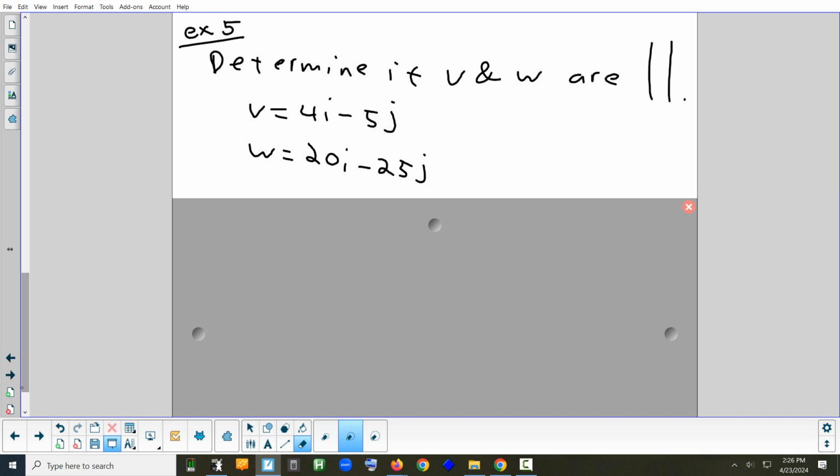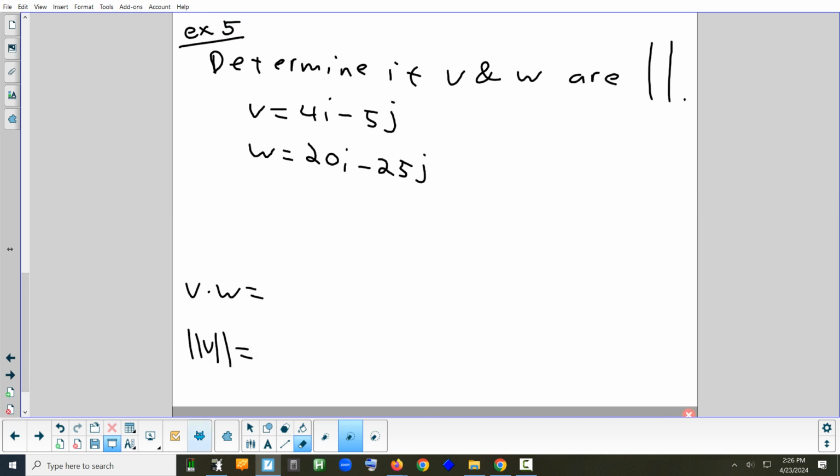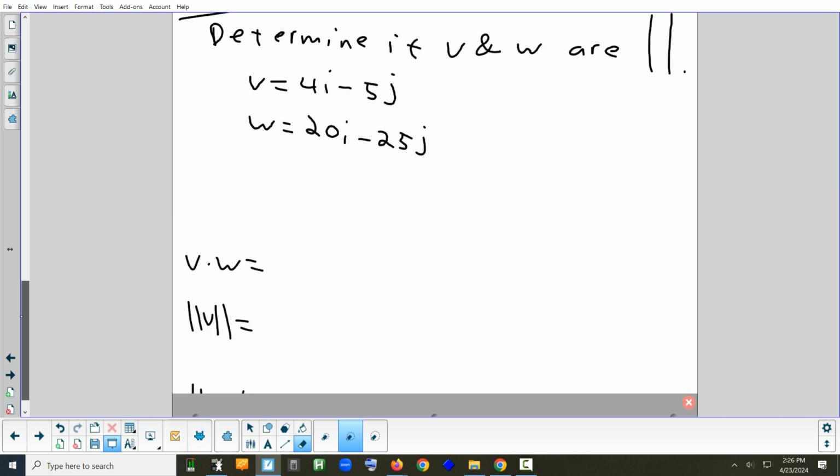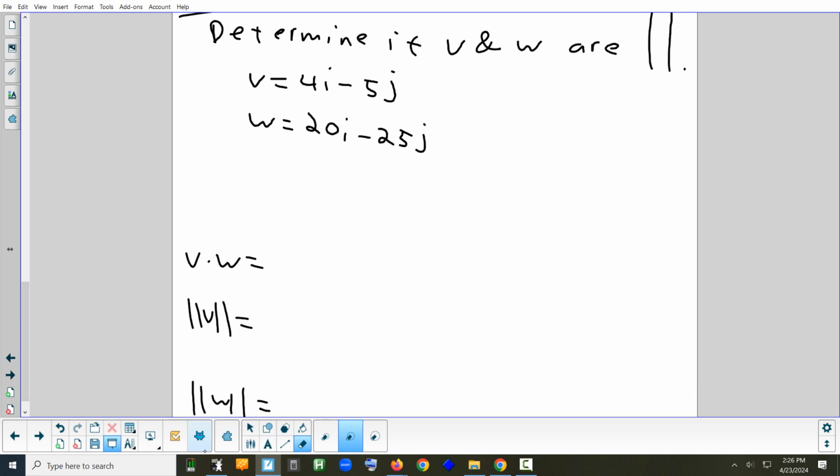All right, so determine if V and W are parallel. Let's start with the dot product. What's 4 times 20? 80. And what's -5 times -25? 125.